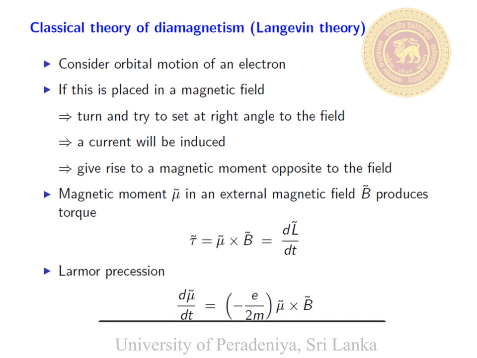The orbit of the electron is a circle. The angular momentum vector is perpendicular to the area of the orbit. When we apply a magnetic field, the angular momentum vector rotates around the magnetic field. That is called precession.